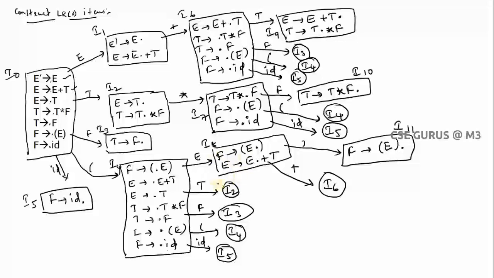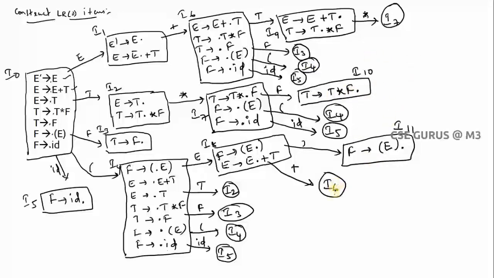Now you can see what next. I8 is over. Then I9. What do you need to scan in I9? This one is over. Here T tends to T dot star F. Star, if I scan, it will become T star dot F. Star dot F means F productions. Can I say it is I7? You can see T star dot F production, so I call it I7. Now this is fine. I9 is over. Next I10. Yes, over. I11 over. That's it.